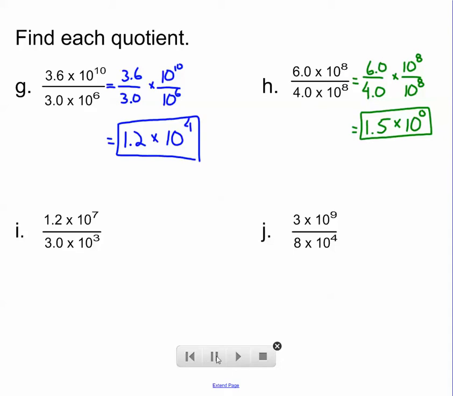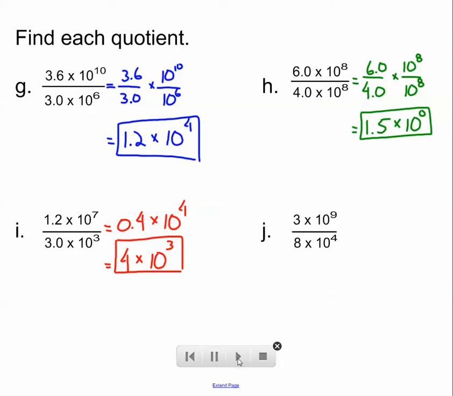1.2 divided by 3, I'm using a calculator here, is 0.4. And 10 to the 7th divided by 10 to the 3rd is 10 to the 4th. This is not scientific notation. To be scientific notation, I have to have a number greater than or equal to 1 right here. So I'm going to move the decimal place one spot to the right. I'm going to make that 4. Okay, if I make this number bigger, I multiplied it by 10, I better make this number smaller. Let's divide it by 10, so 10 to the 3rd. A little bit different than what we did before, but a little bit the same.